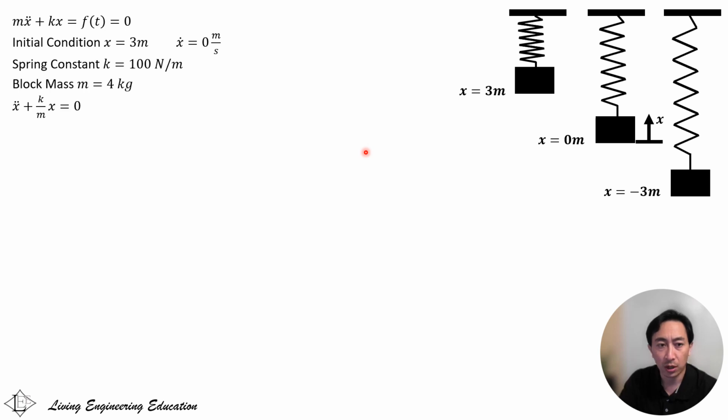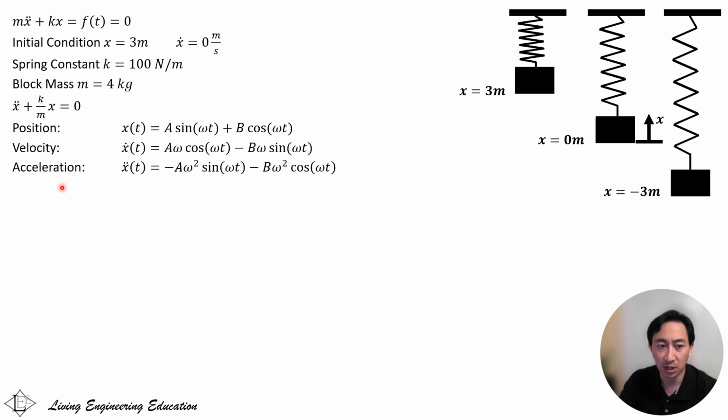If I divide my general equation by the mass, I get the acceleration plus k over m times position is equal to 0. We're going to use this equation to derive the position, the velocity, and acceleration. We're going to use these 3 forms. The position, a sine omega t plus b cosine omega t, has 3 unknowns: the coefficient a, coefficient b, and omega, which we know will affect our frequency and period.